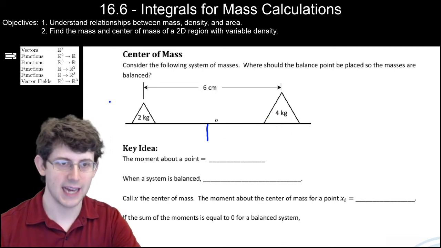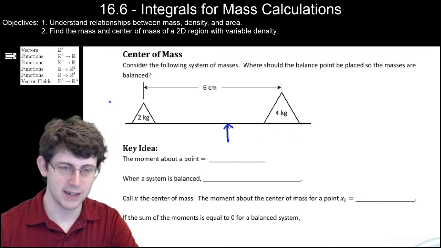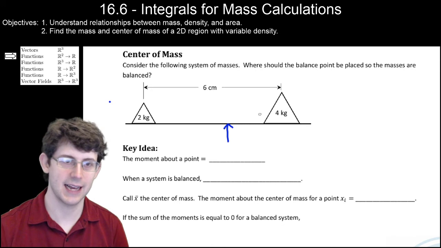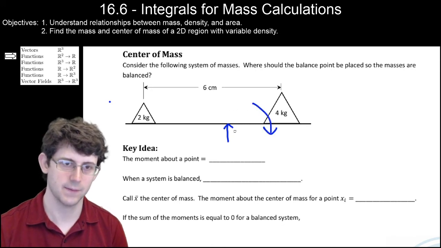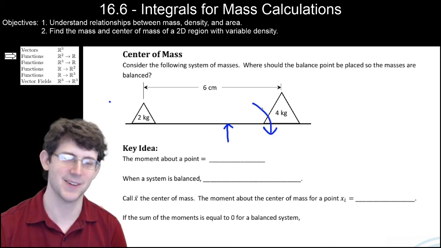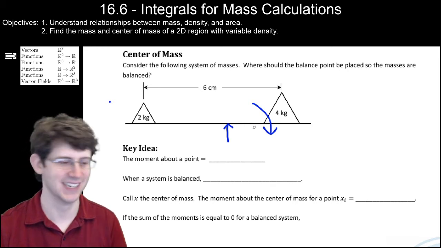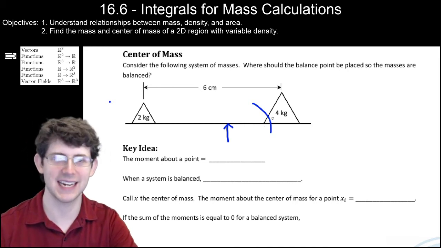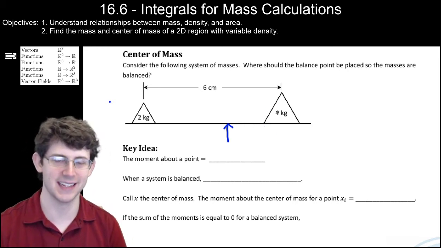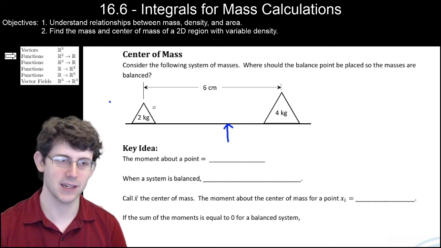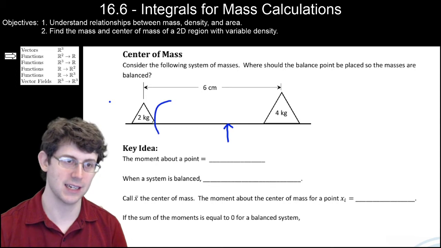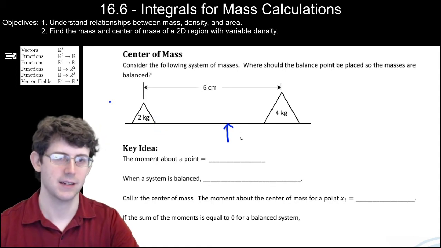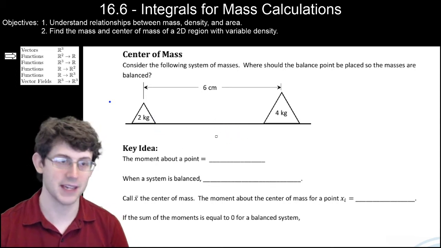To try to fix that, I'll need to come over here somewhere so that the 4 kilogram side has less. I'm trying to avoid using more physics terms than I have to. So that the 4 kilogram side has less moment. I'm going to have to talk about that a lot, about the point that we're balancing. And the 2 kilogram side can get more action in this direction. So let's try to figure out where that center of mass is.